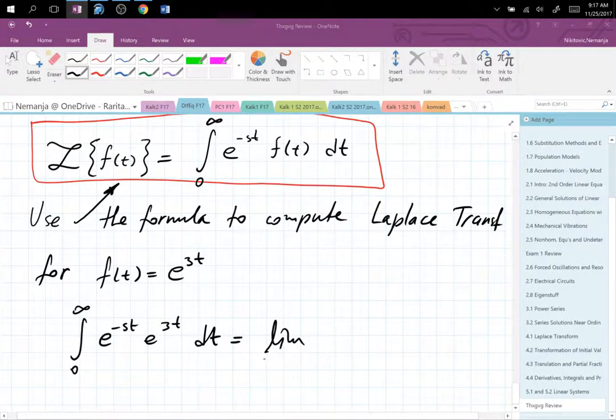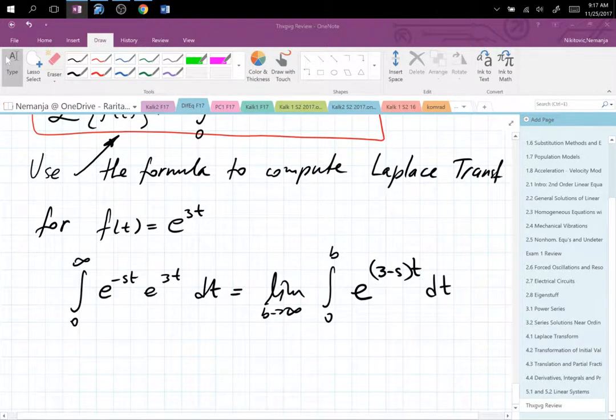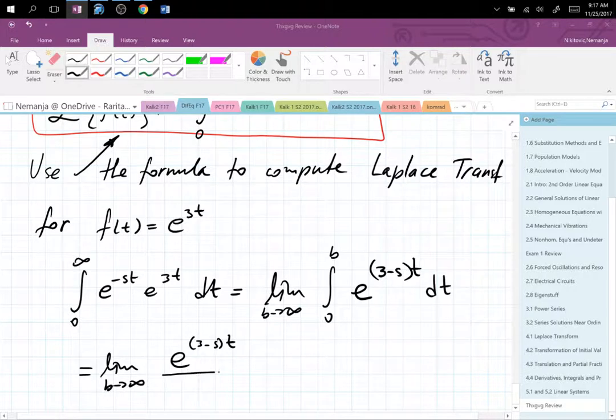So limit as b goes to infinity, integral from 0 to b of e to the (3 minus s) times t dt. And now all you need to do is integrate. It's a few steps only. So the integral is e to that power divided by 3 minus s, computed from 0 to b.